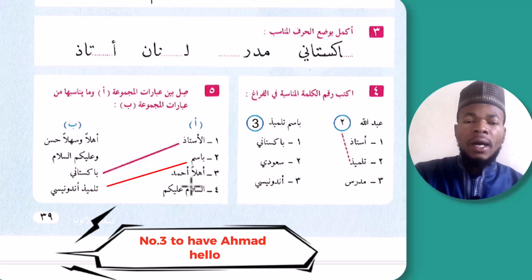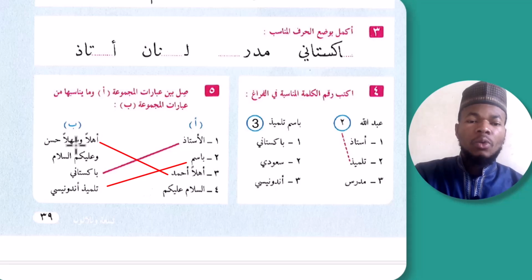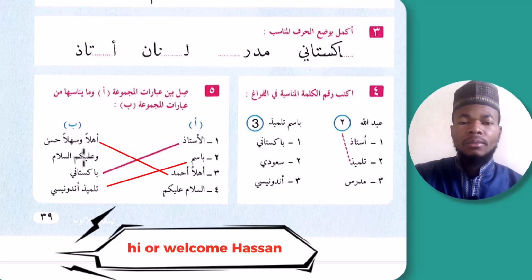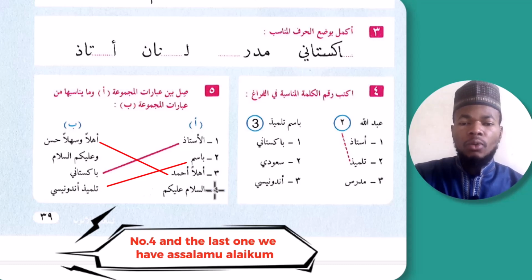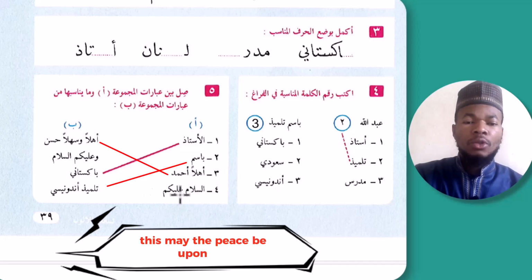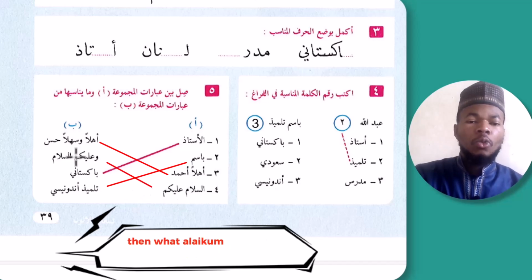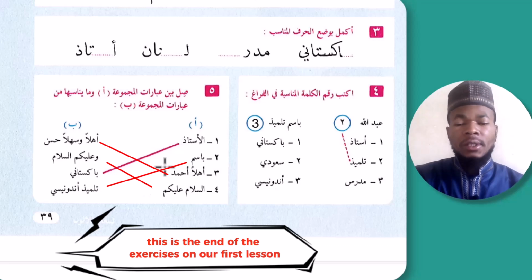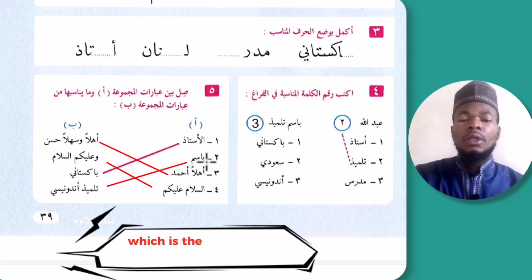Number three, we have Ahlan Ahmad. Hello Ahmad. Ahlan wa sahlan Hasanun. Hi or welcome Hassan. Number four, and the last one, we have Assalamu alaikum. That is, may the peace be upon you. Then, wa alaykum assalam, and may the peace be upon you too. So this is the end of the exercises on our first lesson, which is Ta'arufun, introduction.